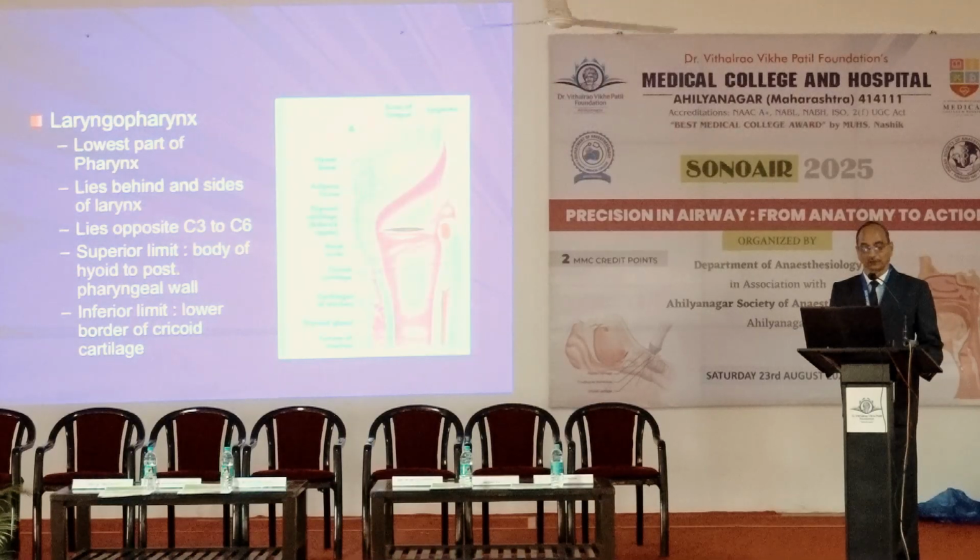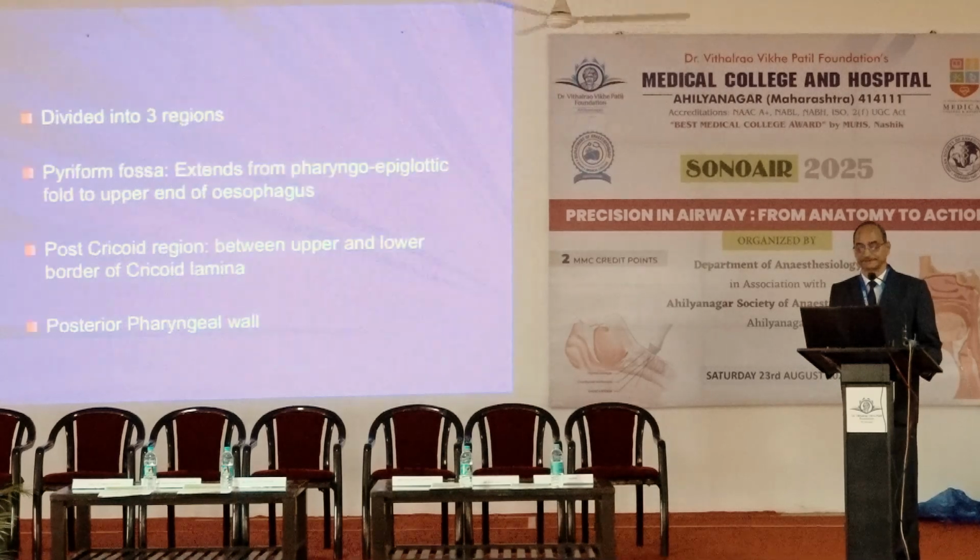Then comes the laryngopharynx or the hypopharynx. It is the lowest part of the pharynx, lies behind and at the sides of the larynx, and lies opposite the C3 to C6 vertebrae. The superior limit is the body of the hyoid and the posterior pharyngeal wall, and the inferior limit is the lower border of the cricoid cartilage.